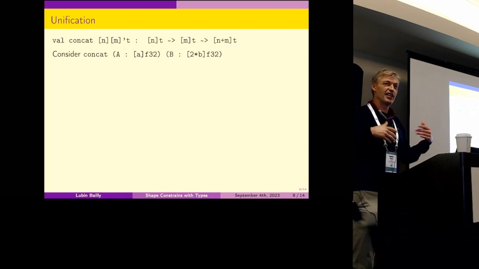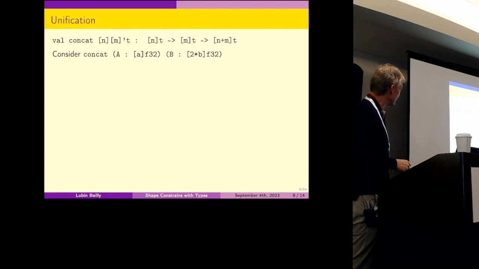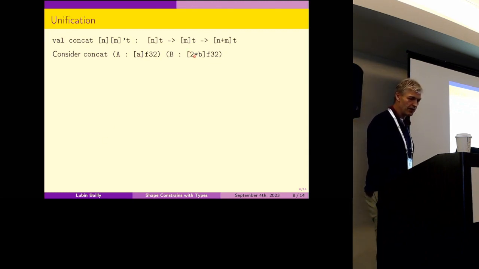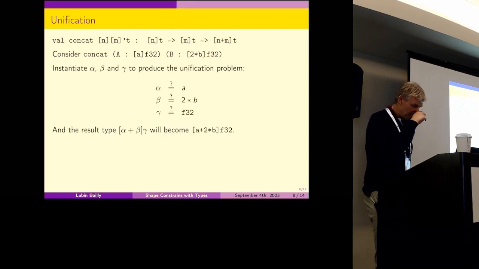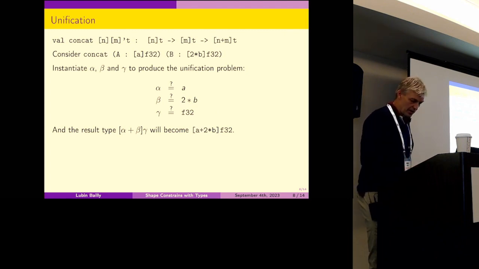The implementation in Futhark is based on unification. So if we have the type of concat here, and then we see a particular context where concat is applied to two arrays, one of size A F32 and one of size 2 times B F32, then we introduce new type variables, and we have these unification constraints, where we basically say that the result will be of type A plus B gamma, and gamma is an F32. So this is plain unification that will allow us to reason at this level. And of course it comes with all the limitations and problems of unification.